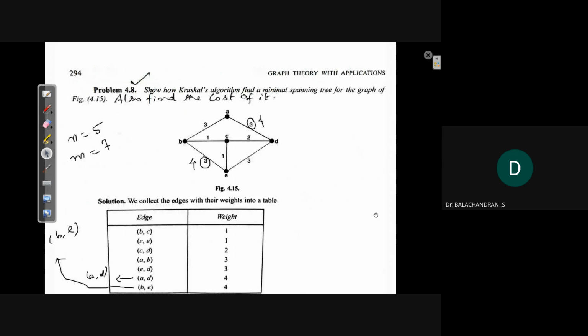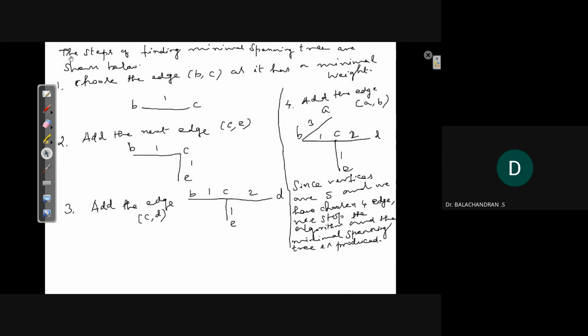Okay. So look at this graph again. Show how Kruskal's algorithm finds a minimum spanning tree for the graph in the figure. Also find the cost of it. So here they gave a diagram. The problem is again as usual. I think I explained 2 problems, and that is enough from my point of view. Those who are interested, take this problem, write first in ascending order, and write the edges, and then here I have done it.